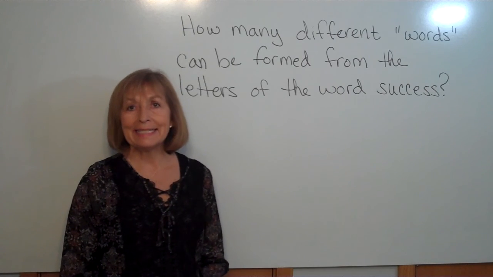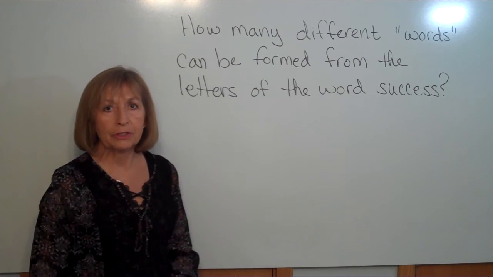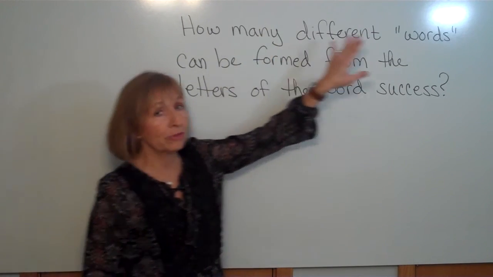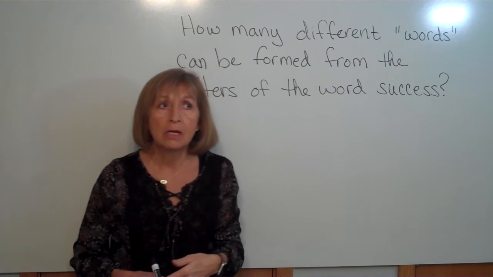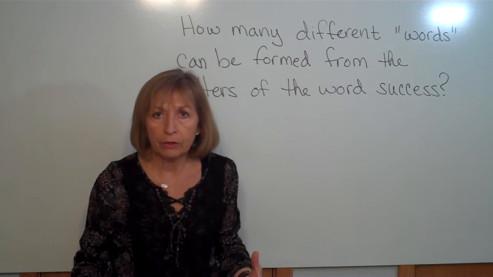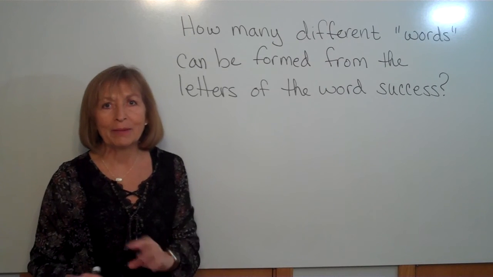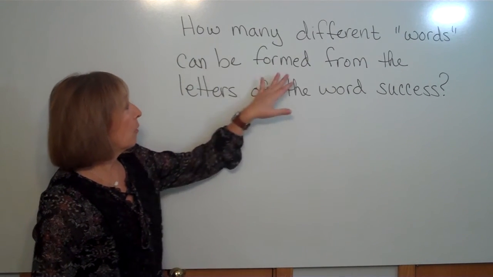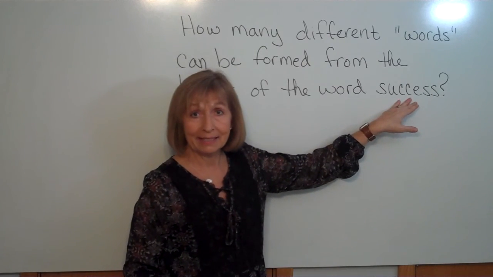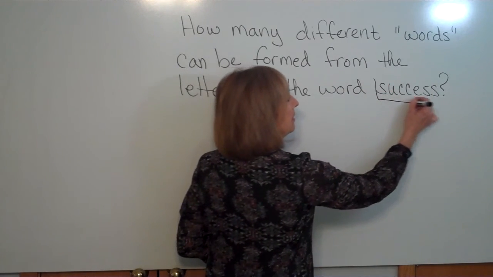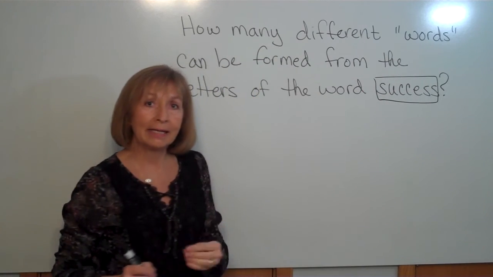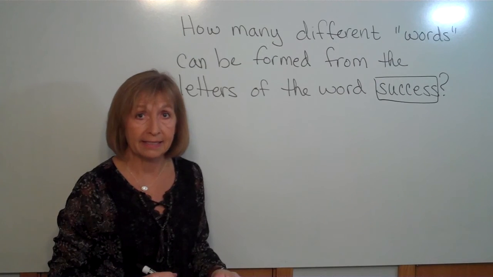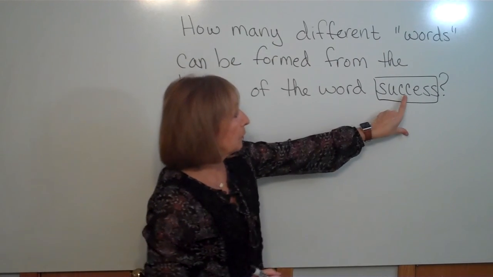Here, because it's easy to see when we use letters, we're going to use an example where it asks how many different "words" can be formed from the letters of the word success. They don't mean actual words that you can look up in the dictionary. They're just talking about different arrangements of the letters that are recognizable from the others. So I want to see how many recognizably different arrangements I can make from the letters of the word success.